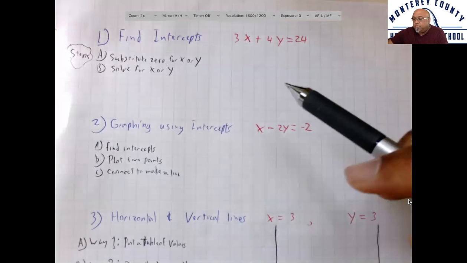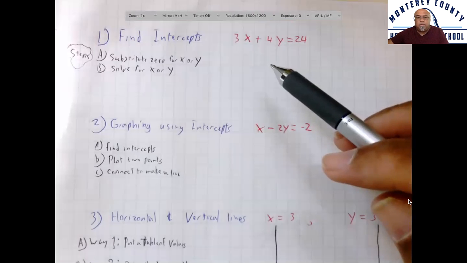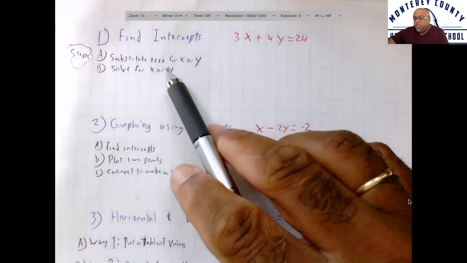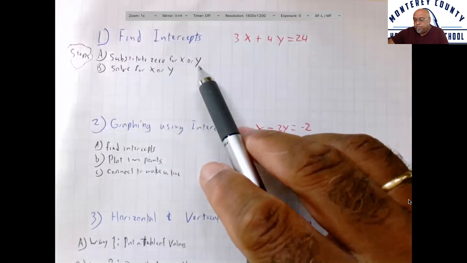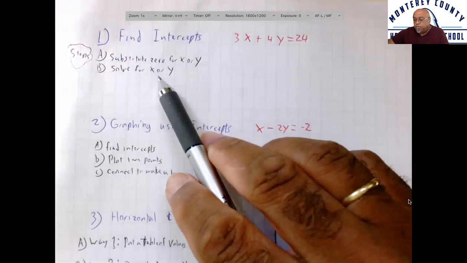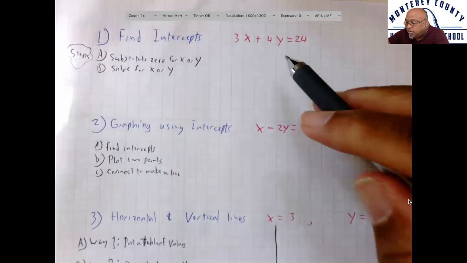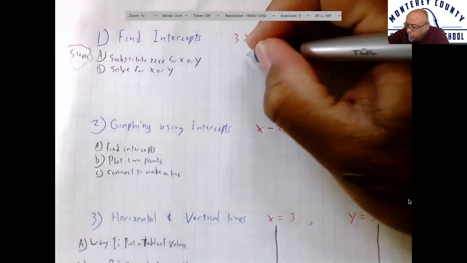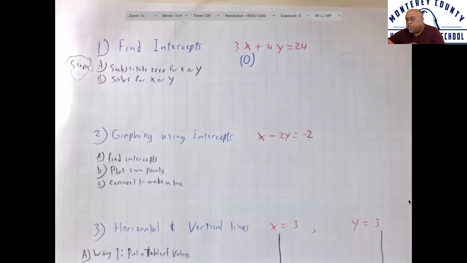So how would you find the intercepts? If, assuming that you wanted to graph this, then how would you find the intercepts? Here are the steps. Substitute 0 for x, or substitute 0 for y. And then solve for x, or solve for y. Okay? So the idea is, in order to find the intercept for one, set the opposite one to 0. So I'm going to go ahead and solve for y first. So what I'll do is I'll substitute 0 then for x.